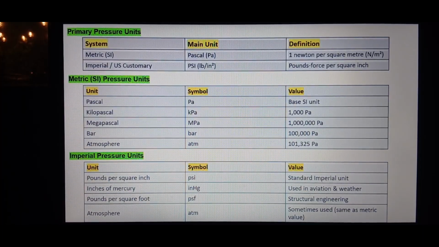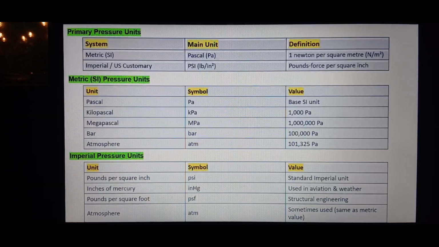If you take a look at the different pressure units, the primary pressure units for the 2 different systems, the metric system, the main unit is the Pascal, and it's measured in newtons per square meter. The Imperial is measured in pounds per square inch, which is called PSI.